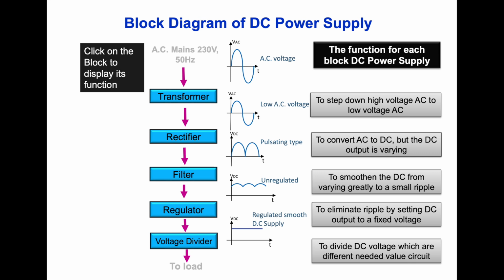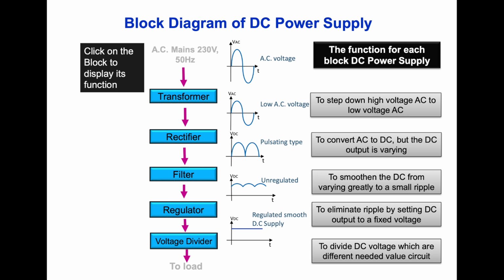Then we use a filter to smoothen the DC from varying greatly to a small ripple. So now we have the small ripple, not like the pulsating type. This is unregulated voltage. Then we go to the regulator to eliminate the ripple by setting the DC output to a fixed voltage, and finally it passes through the voltage divider to divide the DC voltage into the different values needed by the circuits. So we come up with the regulated smooth DC supply.